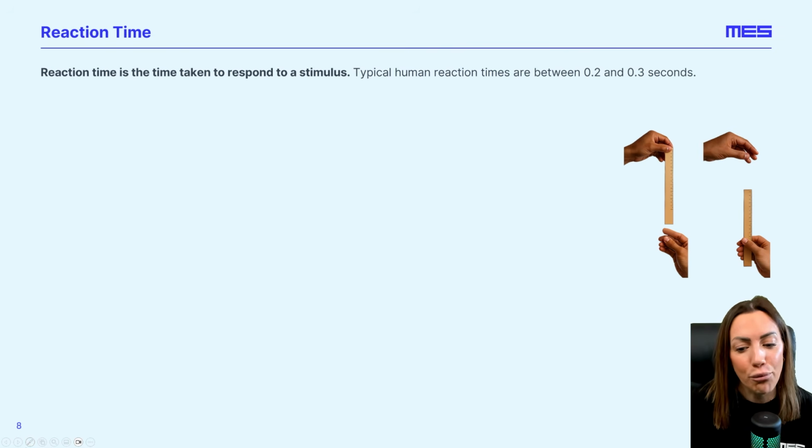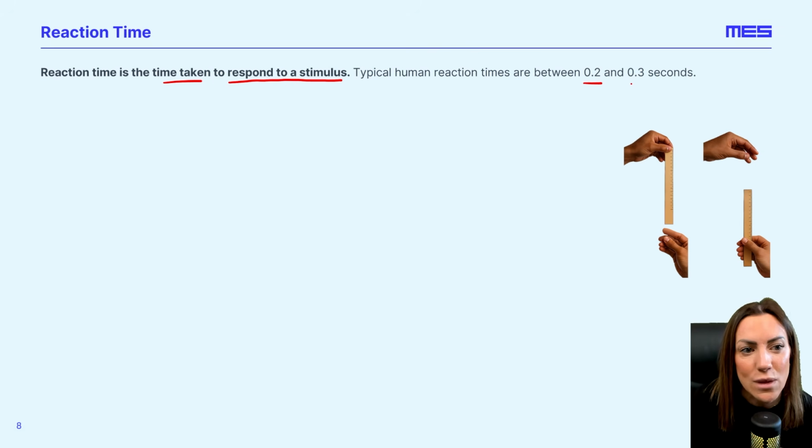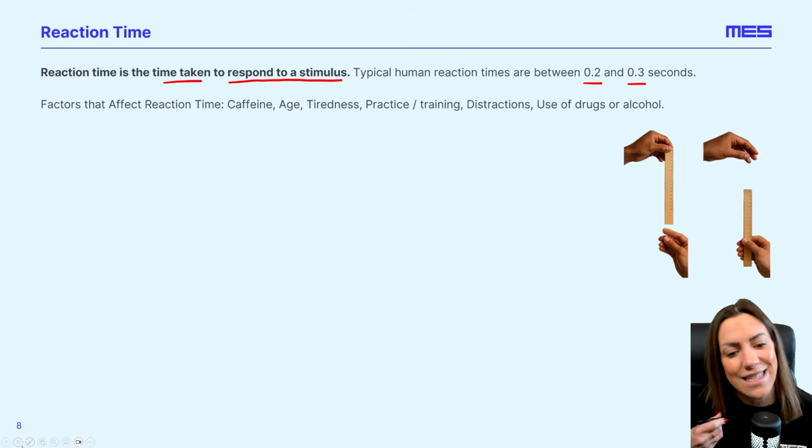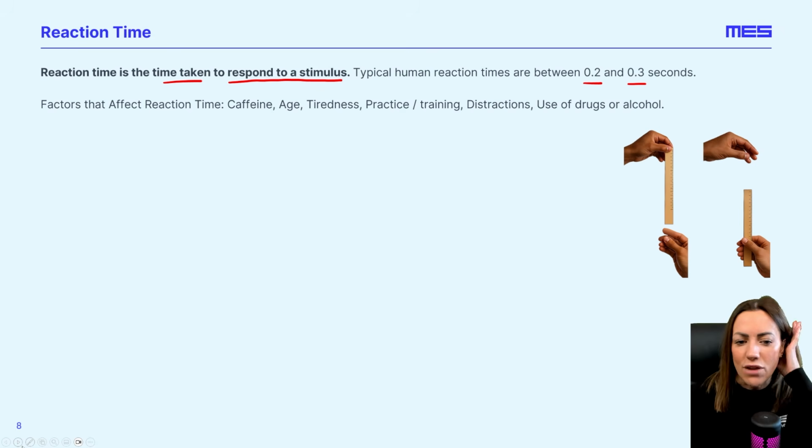Right, there is a required practical linked to this topic of the nervous system. It's all about reaction time. So let's talk about that. Reaction time is the time you take to respond to a stimulus. Now, typical human reaction times vary slightly, but they're pretty fast, between 0.2 to 0.3 seconds. Now, there are factors that will affect your reaction time, which is why we do this practical, because we can investigate how one of these factors affects reaction time.